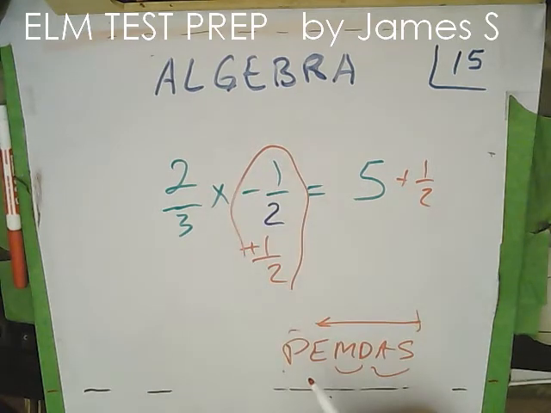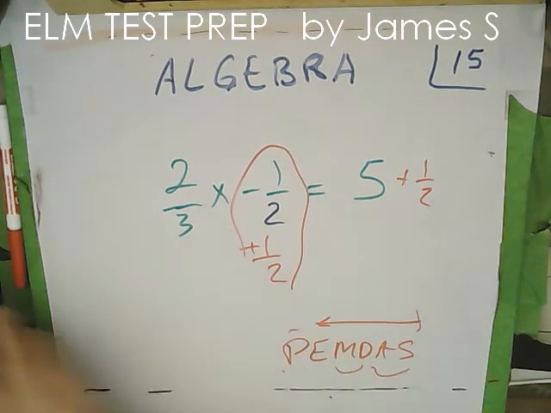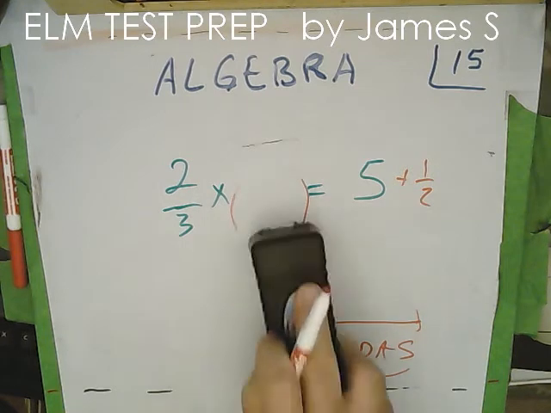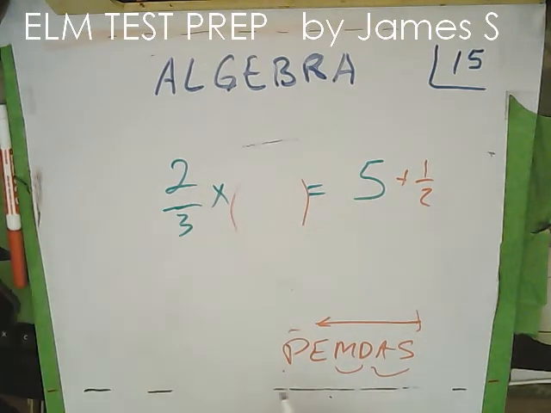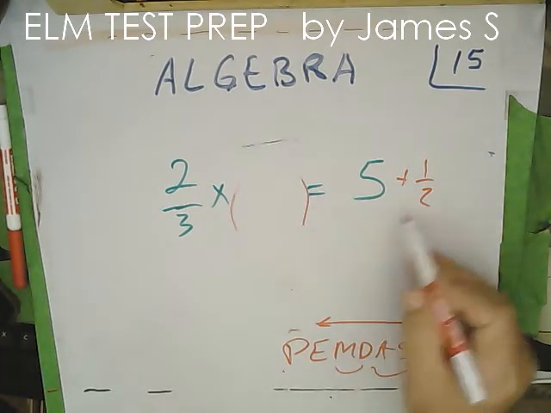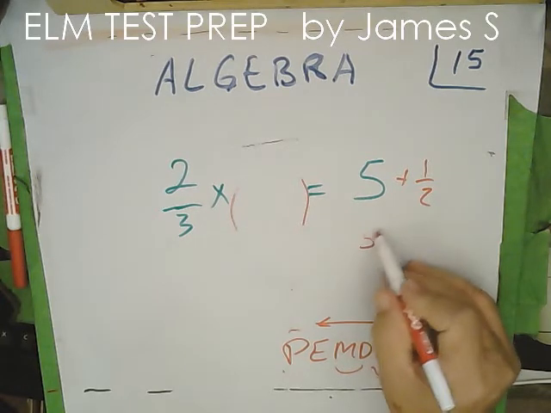Well, plus 1/2 minus 1/2 goes to 0. We knew that was going to happen because that's what we wanted to happen. And over here, we're going to add, so this is now 5 and 1/2.